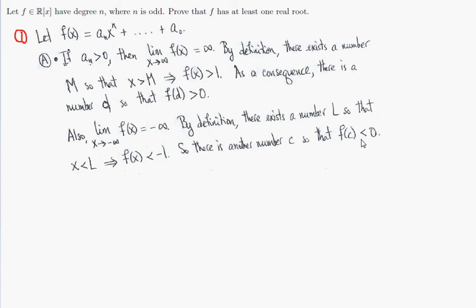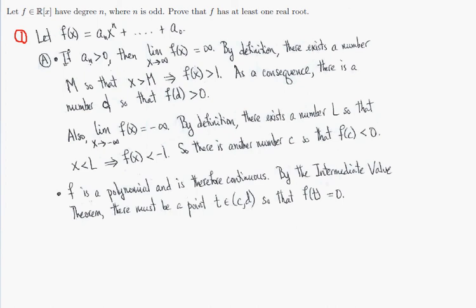At this point, we now apply the intermediate value theorem. f is a polynomial, and therefore it is a continuous function. And so the intermediate value theorem applies. So if f of d is greater than 0 and f of c is less than 0, then there has to be some point t in between so that f of t is equal to 0. And that would be the one real root that is required by the theorem. So that's case 1, if a sub n is greater than 0.